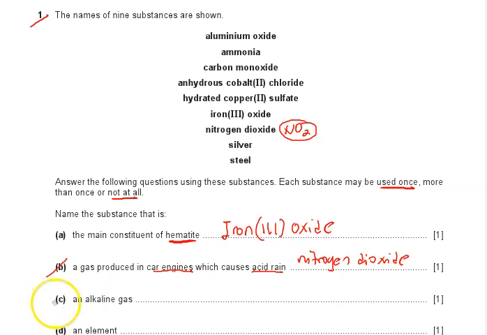Okay, now let us look at C, an alkaline gas. So this is acidic. So your best answer here will be ammonia.